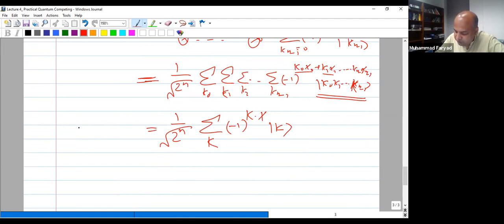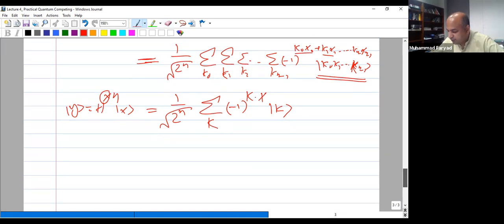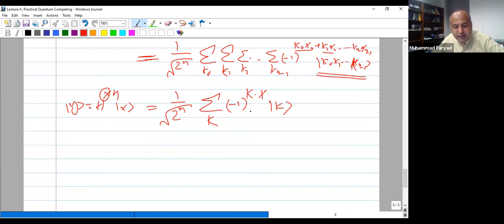So this output y, which is nothing but Hadamard on each bit of input x, can be written like this. And this is very important. Okay. And this really means the same thing that I was showing in examples. That you are summing over all possible combinations of k, and the signs in front of these different states would be given by this product k dot x, where x comes from the input.